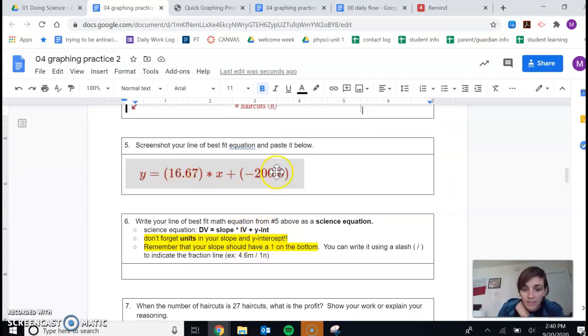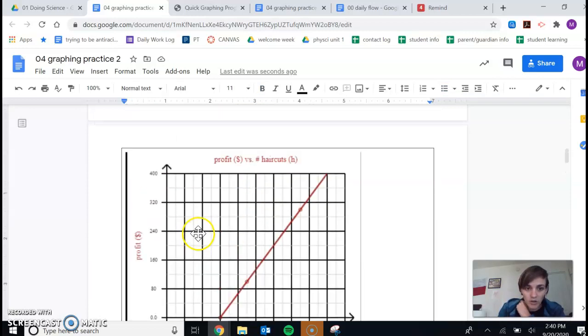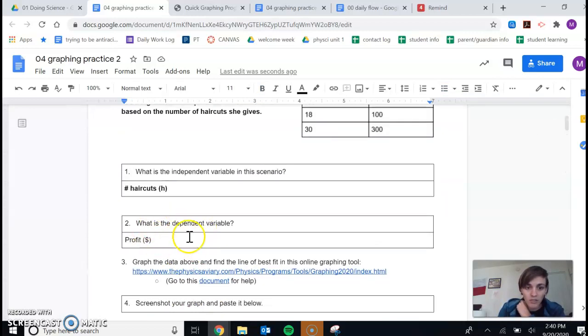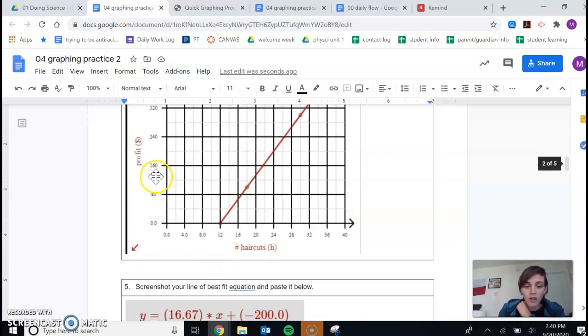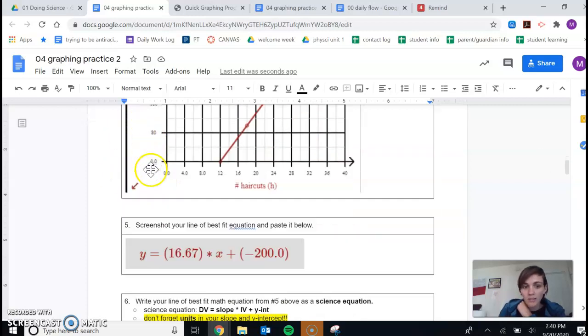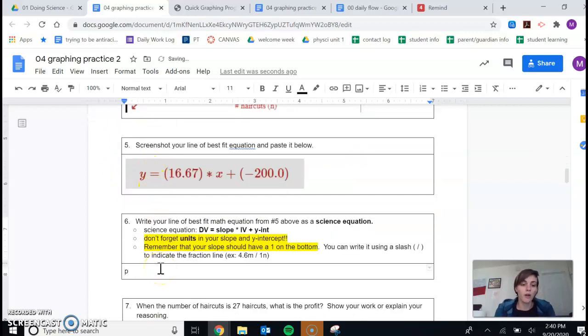Now I need to turn my math equation into a science equation. And I do that based on this formula here. DV equals slope times IV plus y-intercept. Okay? So my DV, we come back up here. My DV is the profit. I also can tell because it's on the y-axis. So I'm going to write profit equals my slope. Here's my slope. Y equals mx plus b. M is my slope.